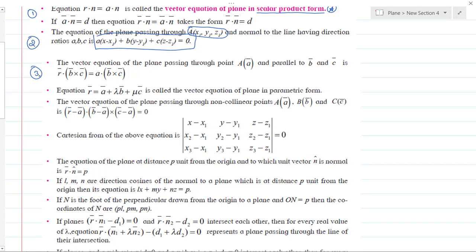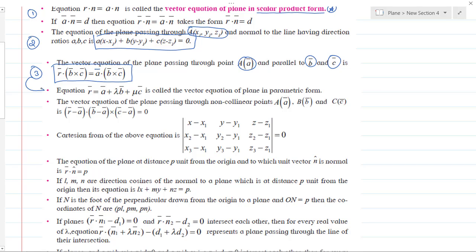Now the third one is what? It's the vector equation of the plane passing through a bar and having b bar and c bar on it. Then what is the equation? It's r bar dot b bar cross c bar equals a bar dot b bar cross c bar. This is the third equation.